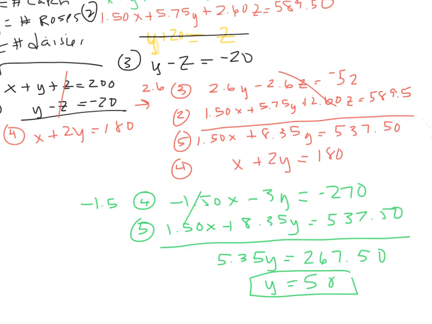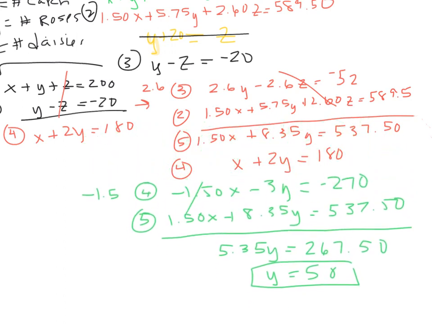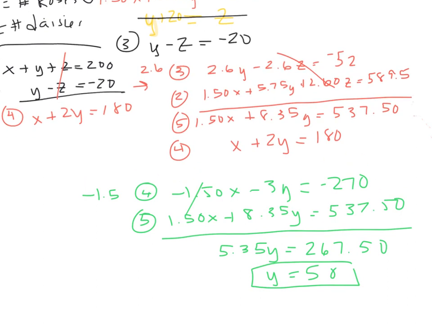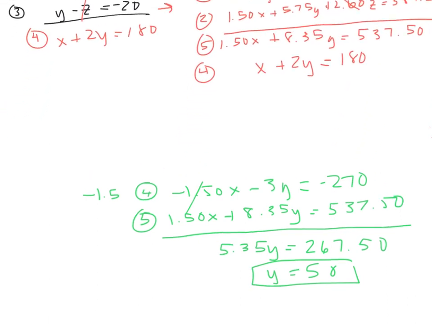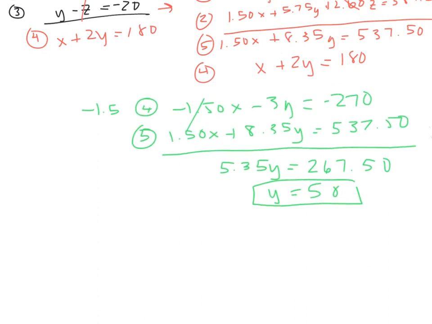Okay, so now we have to go to equation 4 and 5. We're going to plug in 50. Let me go to blue. Plug in 50, and, oh, shoot, that's not what I want to do. Oh, it looks like we're on a new page. Okay, so what we're going to do now is go back to equation number 4, and we're going to put x plus 2 times 50, because y was 50, and that equals 180. So x equals 80.